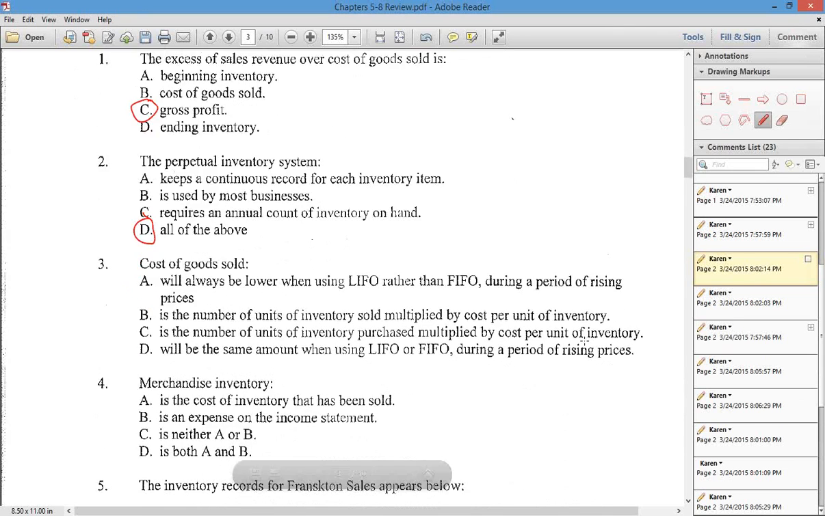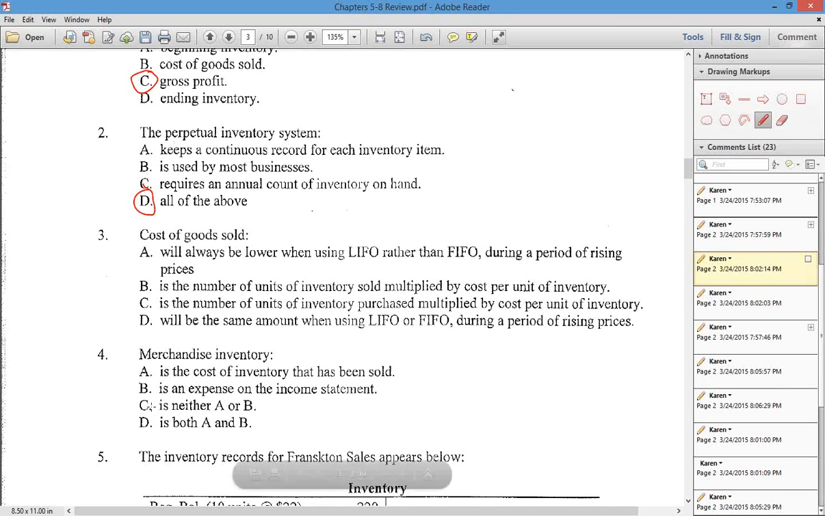Cost of goods sold. This is kind of question, if you can remember from this chapter, that they really like to ask you about inventory. Cost of goods sold will always be lower when using LIFO rather than FIFO during a period of rising prices. Is the number of units of inventory sold multiplied by the cost of unit of inventory? Is the number of units of inventory purchased multiplied by the number of unit of inventory, or will it be the same amount when using LIFO or FIFO? That's right. Well, I say that's right.